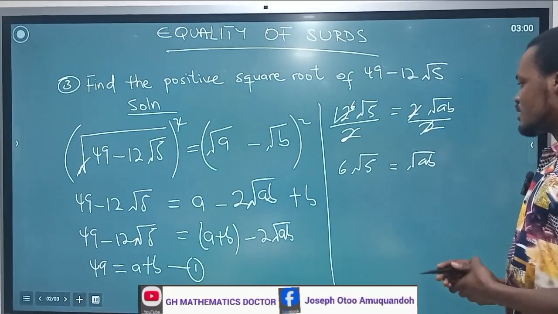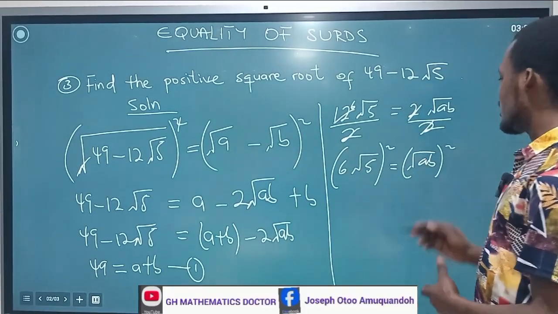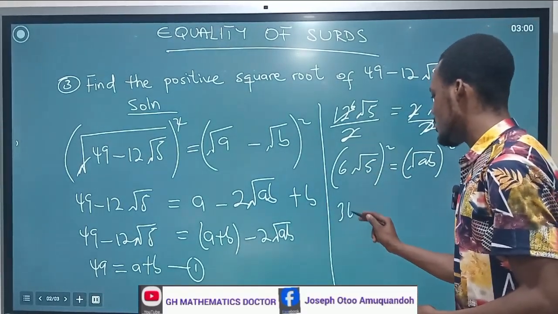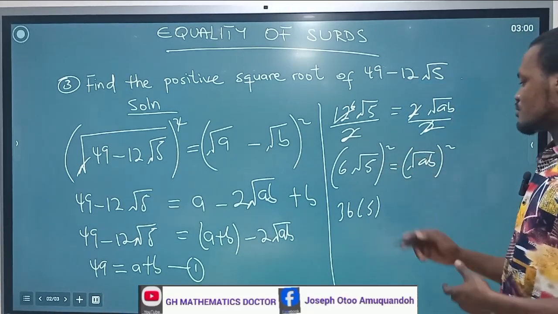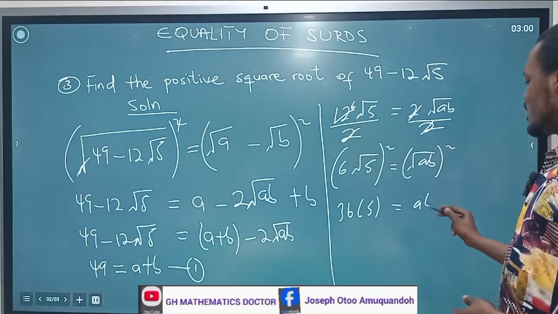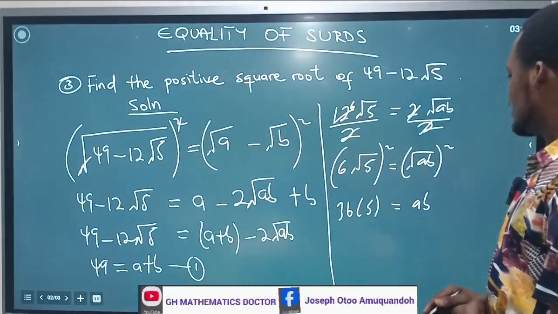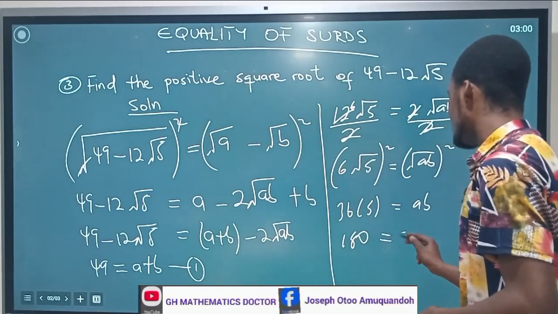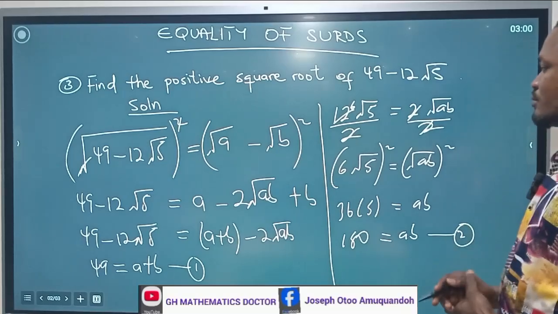For you to eliminate the square root, take squared to both sides of the equation. Now the squared will also affect the 6 to be 36. 36 times 5, because the square will cancel the square root here, and this will give you ab. All right, so 36 times 5 will give you 180 equal to ab, and that will give you equation number 2.